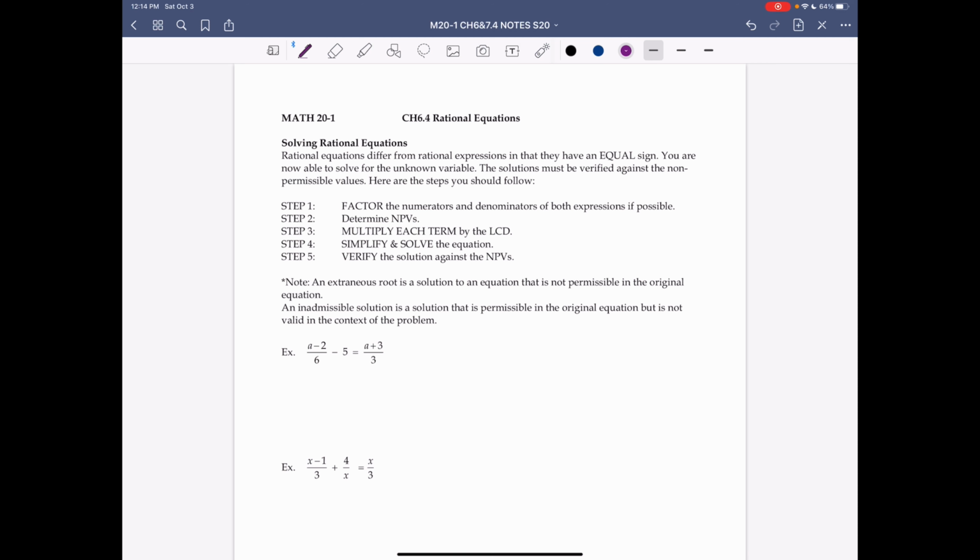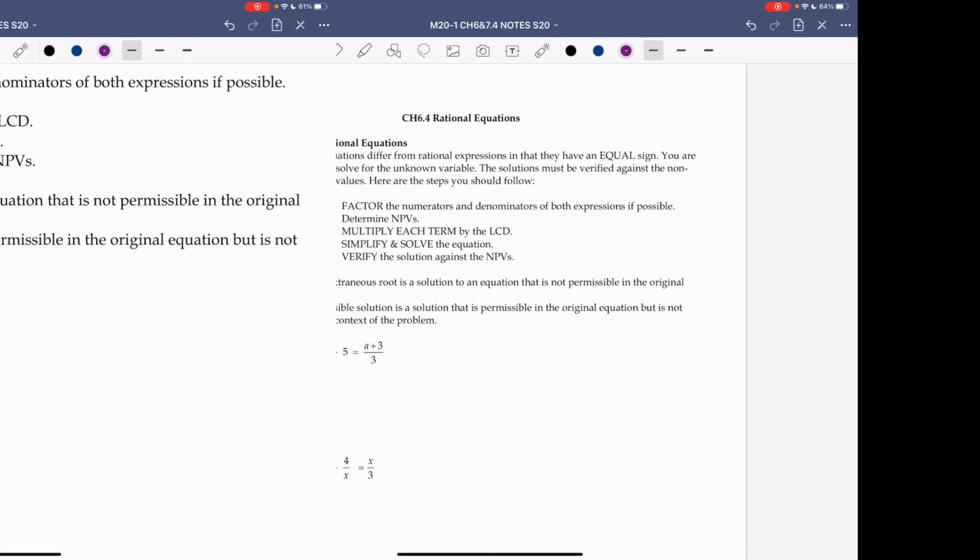Note, an extraneous root is a solution to an equation that is not permissible in the original equation. An inadmissible solution is a solution that is permissible in the original equation, but is not valid in the context of the problem. So that would be for word problems. Like if we were talking about our variable representing time and we got two solutions, one that was positive and one that was negative, because time can only be positive, our negative solution would be inadmissible.